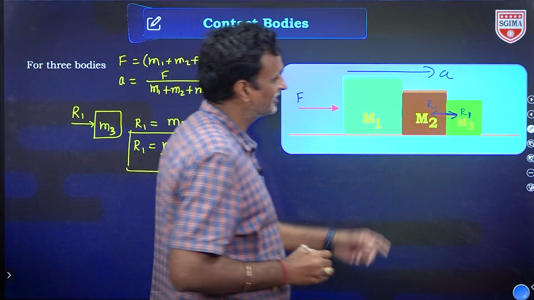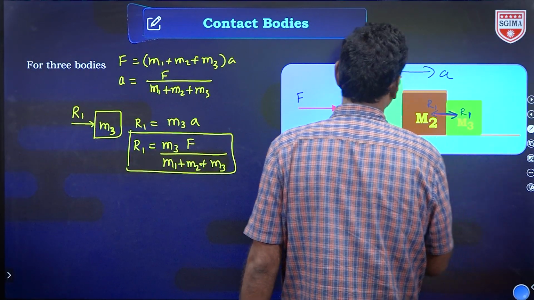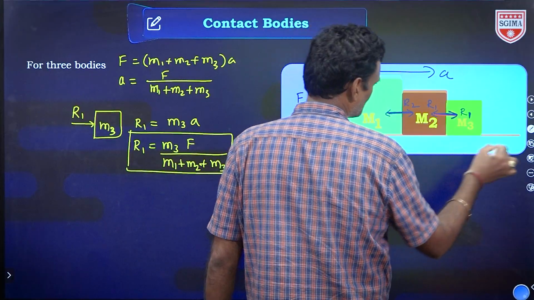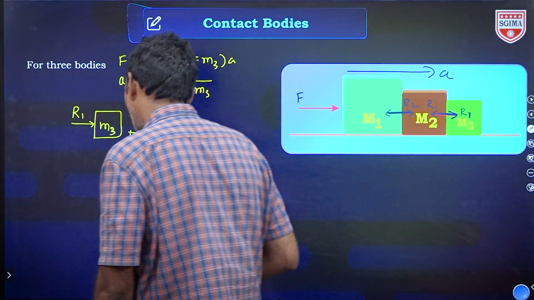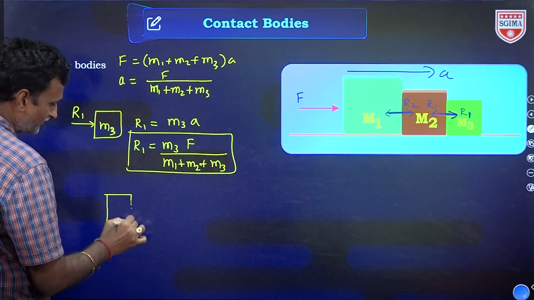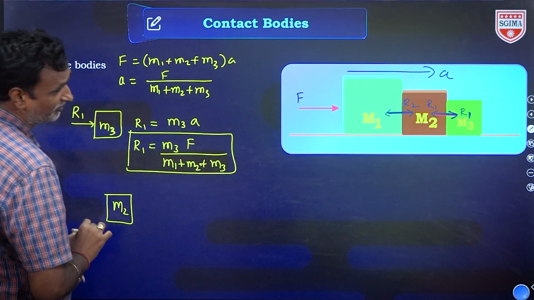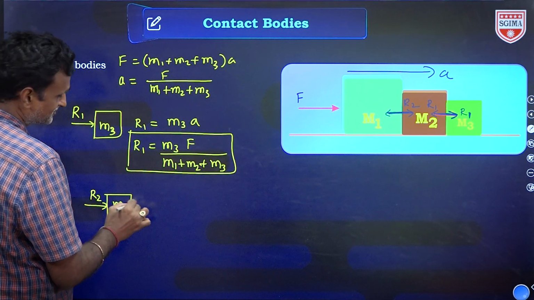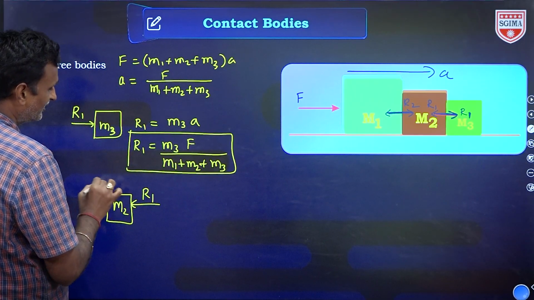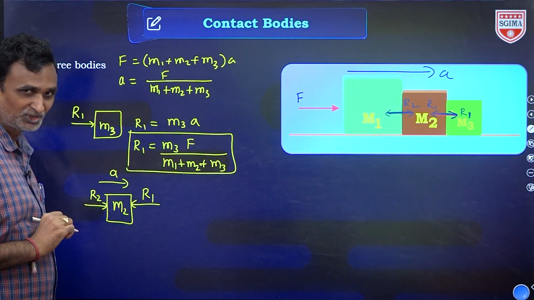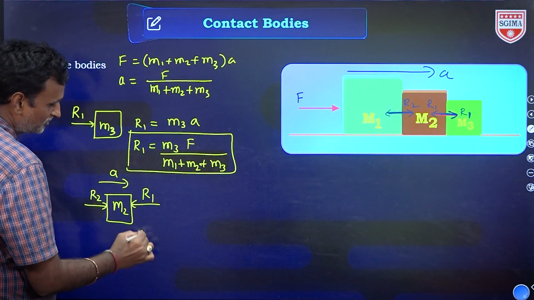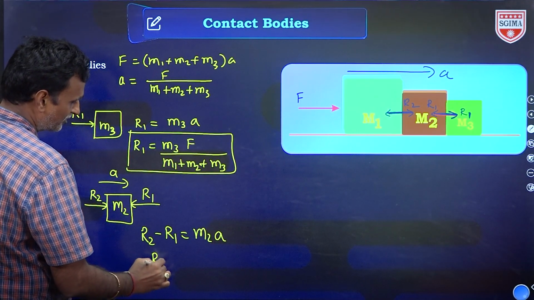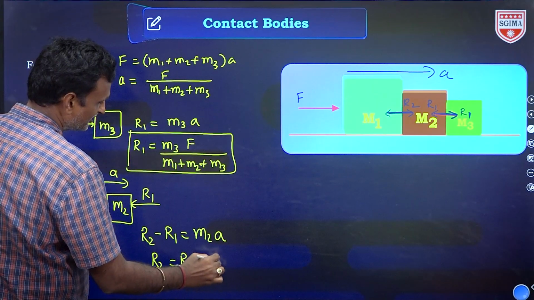Next, between these two blocks, we can take R2. So we can find out R2 also. Before finding R2, we take the free body diagram of the M2 block. It experiences a force R2 on the right side and a force R1 on the left side. But it is moving to the right with acceleration, so definitely R2 is greater. So R2 minus R1 equals M2A. R2 equals R1 plus M2A.